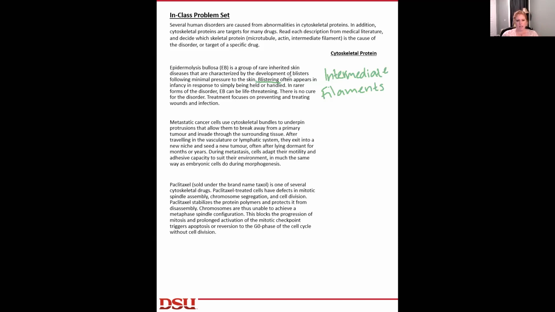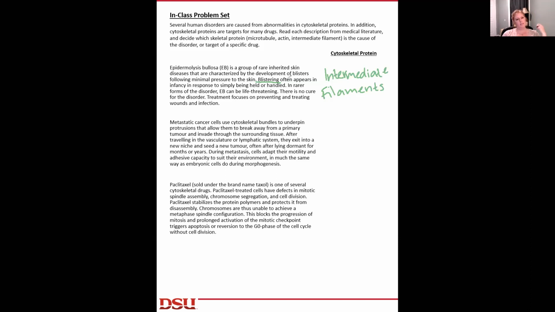Metastatic cancer cells use cytoskeletal bundles to underpin protrusions that allow them to break away from a primary tumor and invade through the surrounding tissue. Okay, cytoskeletal bundles to let them break away from the larger tumor itself, as well as the tissue surrounding the tumor. After traveling in the vasculature or lymphatic system, this is the lymph system that drains fluids, or vasculature is through the circulatory system, blood flow. So after traveling through that, they exit into a new niche and seed a new tumor.